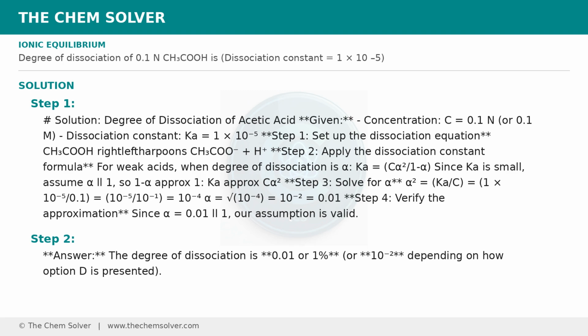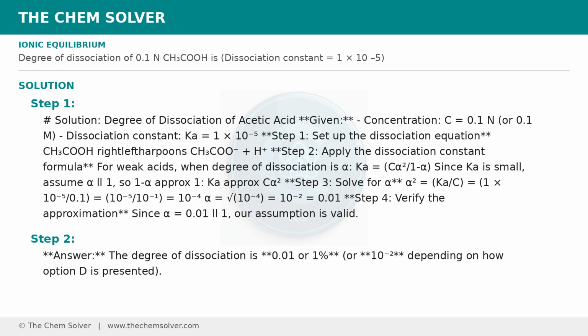Step 3. Solve for alpha. α² equals Ka over C equals 1 times 10 to the power minus 5 over 0.1 equals 10 to the power minus 5 over 10 to the power minus 1 equals 10 to the power minus 4. α equals the square root of 10 to the power minus 4 equals 10 to the power minus 2 equals 0.01. Step 4. Verify the approximation: since α equals 0.01, which is much less than 1, our assumption is valid.